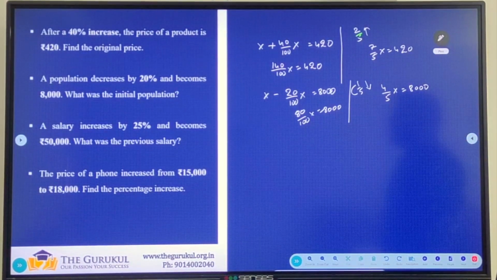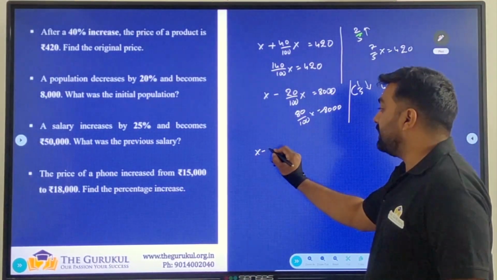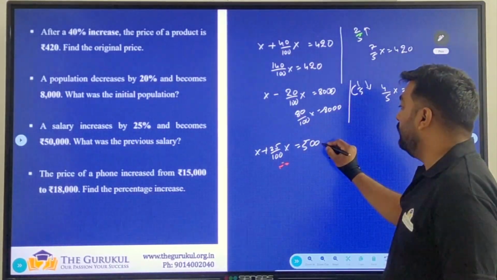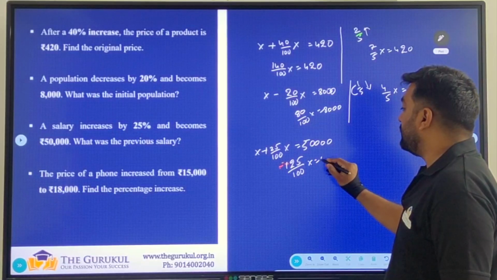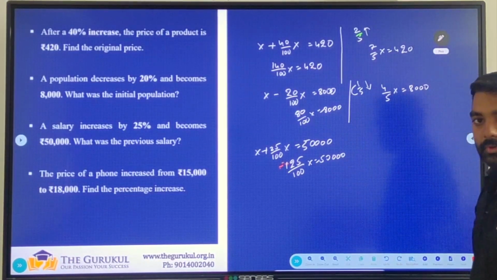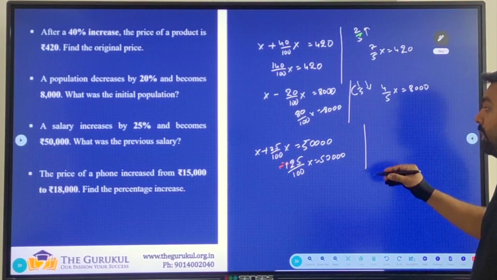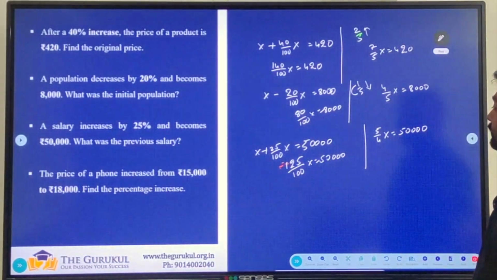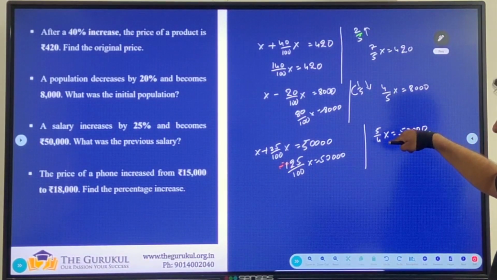Next, the salary increases by 25% and becomes 50,000. Salary increases, so X plus 25% of X is equal to 50,000. So 125 by 100 of X is equal to 50,000. Or we can write it as 25% is 1 by 4. 1 by 4 increase. So 5 by 4 X is equal to 50,000. Clear with how we are writing the values? That is the important part.